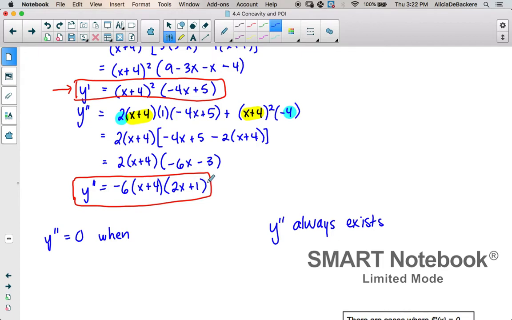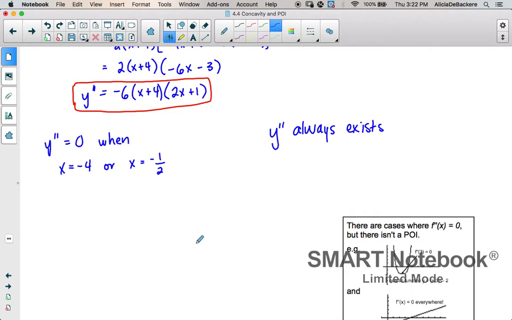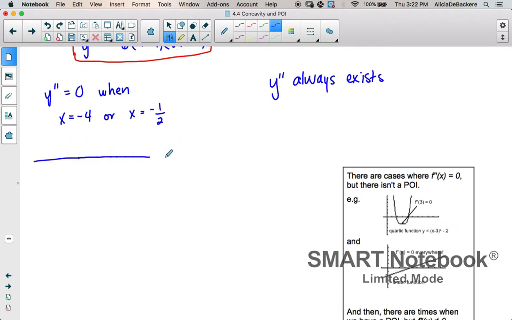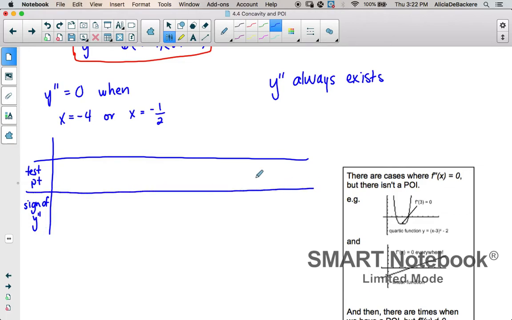I'm going to look for where this thing equals 0. Since I've already factored it, I can just set each factor equal to 0. So I get x is equal to negative 4, or x is equal to negative 1/2 for the second bracket here. So I've got my x values. I've got these 2. I'm going to create a chart. And for this sign chart, instead of looking at the sign of f prime at x, I'm going to look at the sign of f double prime. My intervals across the top are now using these values that made the second derivative equal to 0.